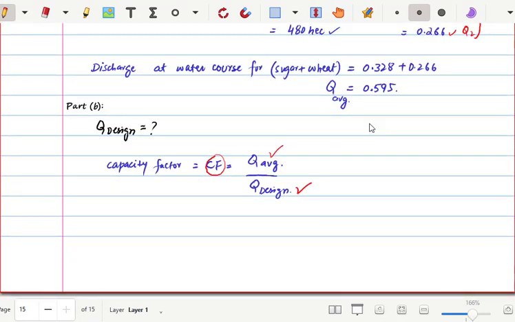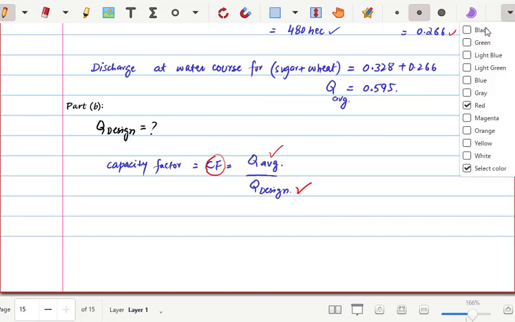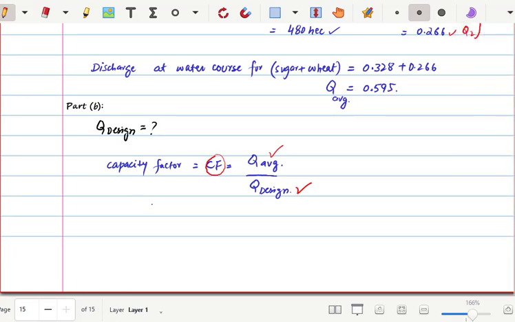So it's now simple. You can just put the values. Capacity factor 0.8 is equal to Q average, which is our 0.595, divided by Q design. So from here we can find easily the value of Q design, which is equal to 0.595 divided by 0.8, which is going to be 0.743 cubic. Got it?